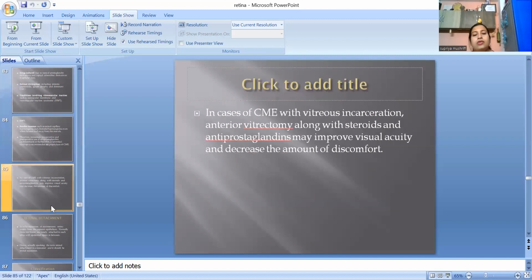Now, in this way, we come to the end of all the vascular disorders, including diabetic retinopathy, hypertensive retinopathy, all vasculitis, and all artery occlusions and vein occlusions. Now we will start with retinal detachment.